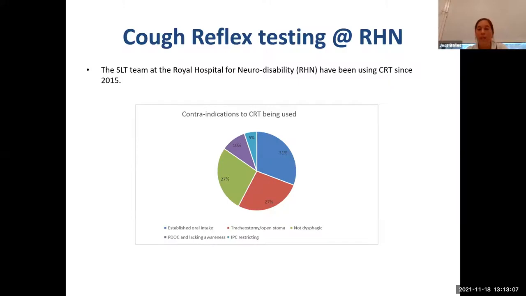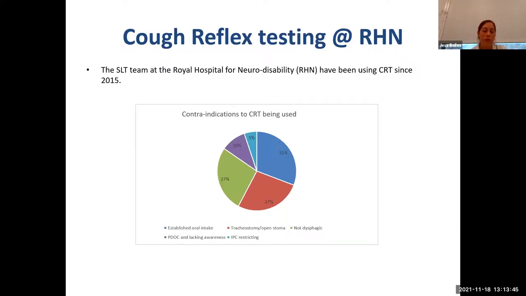But from the literature, it appears that cough reflex testing is most commonly used earlier on post-injury. But here at the RHN, we found it is still very beneficial to use even months after an injury, particularly for patients for whom cough reflex testing was not appropriate earlier on, perhaps if they had a tracheostomy, which was later weaned, as well as for patients for whom FEES or video fluoroscopy are not viable options. And also in our context, considering the high prevalence of silent aspiration, we find that it's a useful tool to add to our swallowing assessments.